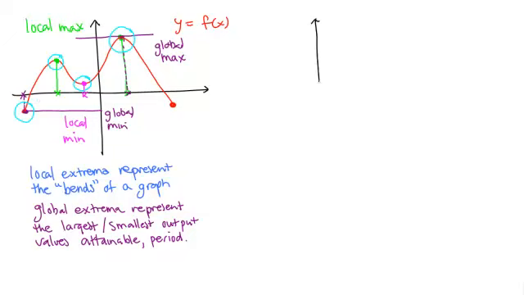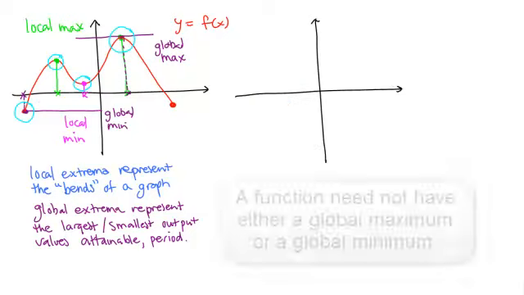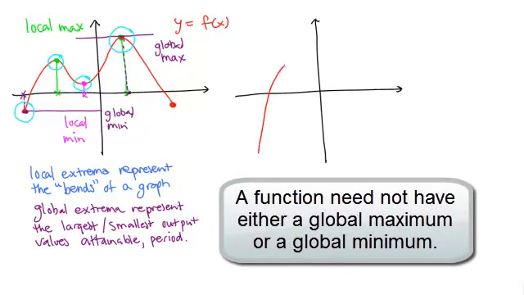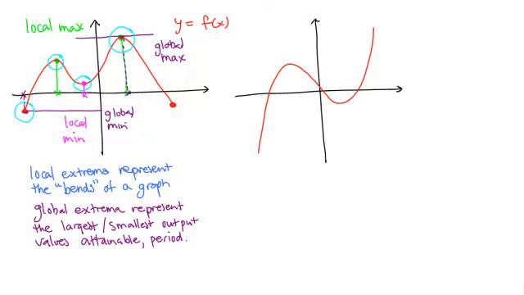Now, one of the things that you might remember in Calc 1 is that most functions don't have global extrema. If you were to pick some random function, say this cubic right here, it might have local extrema, here's a maximum and here's a minimum, but it doesn't have a global maximum because the function keeps going up and up and up. There's no highest y value it reaches. It also has no global minimum, no lowest value that it reaches. So a function doesn't have to have a global maximum or a global minimum.